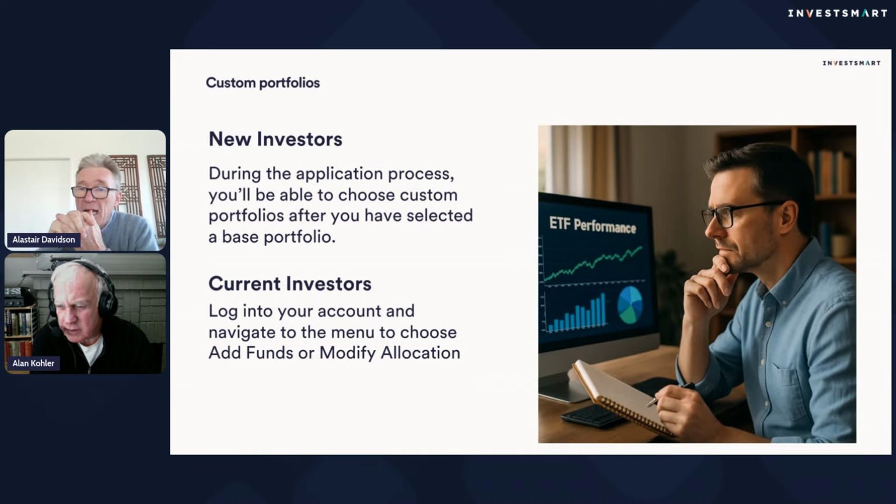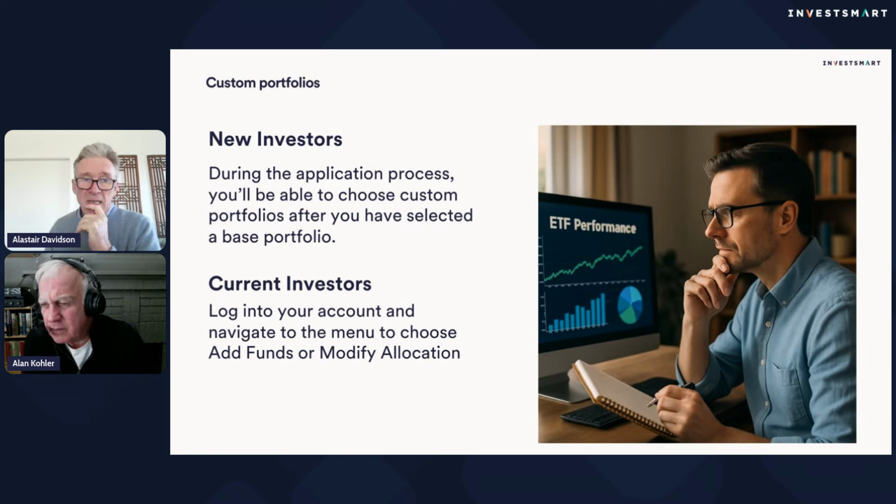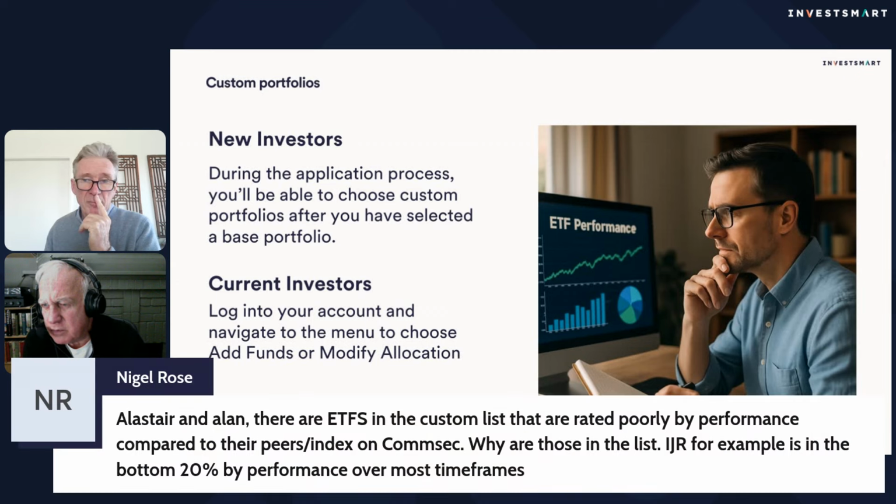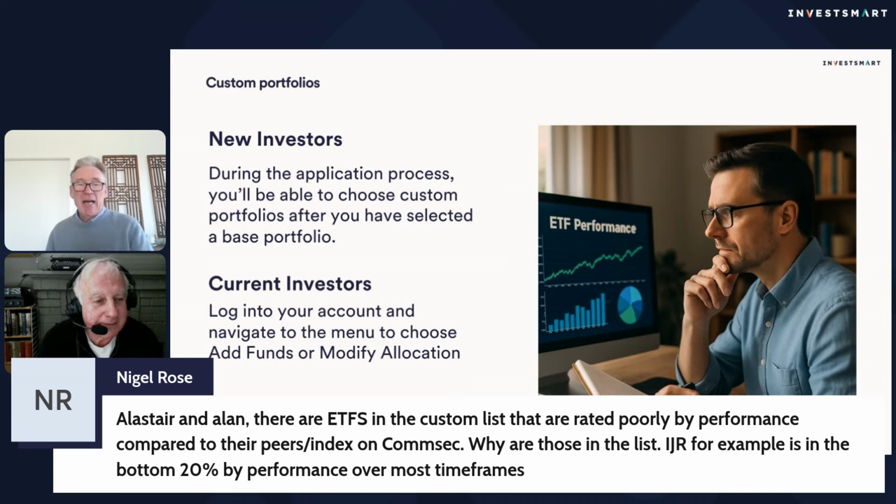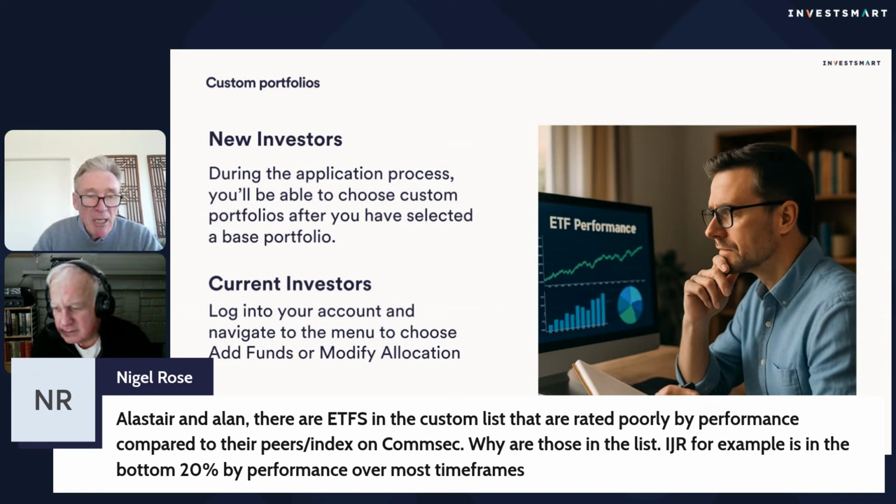Nigel Rose has got a question that Mitchell Datson's answered, but maybe you'd like to answer it too. Nigel says there are ETFs in the custom list that are rated poorly by performance compared to their peers in the index on CommSec. Why are those on the list? IJR, for example, is in the bottom 20% by performance over most timeframes. Yeah. All right. Just to Nigel, it's a good question. We're looking at performance. Performance depends on what index you're trying to buy into.